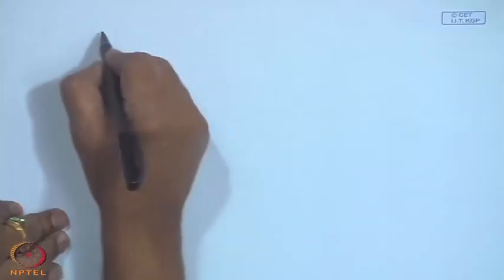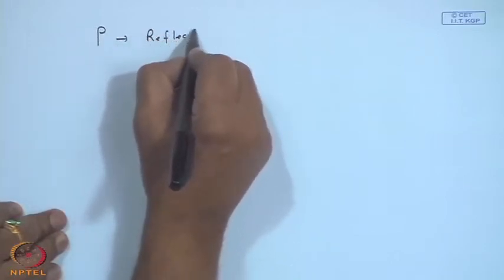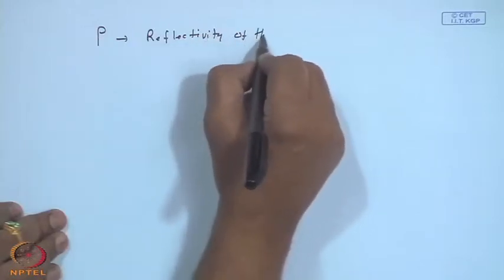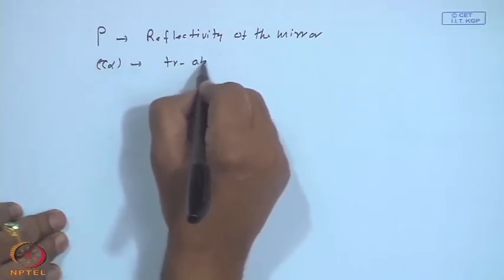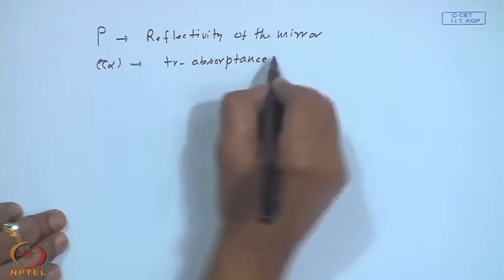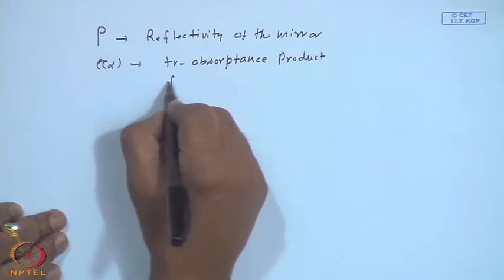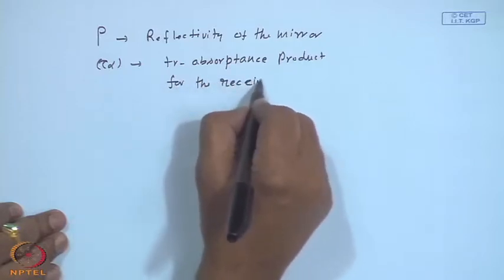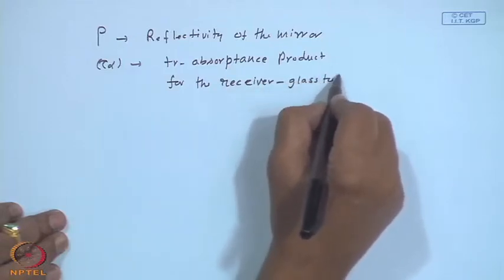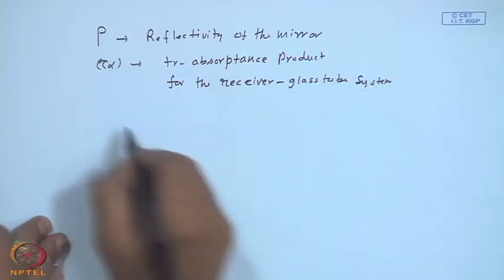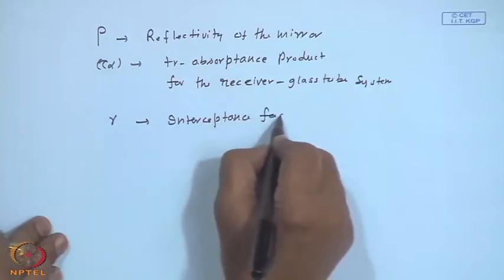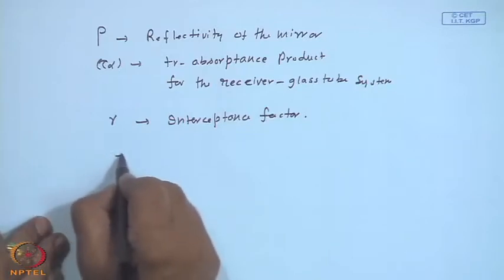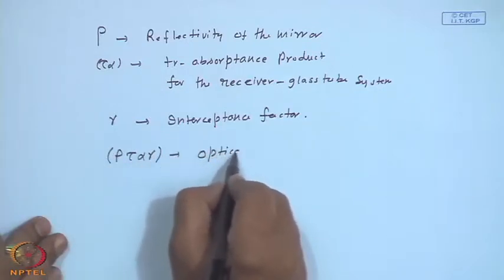If rho is the reflectivity of the mirror, and tau alpha the transmittance absorptance product for the receiver gas tube system, and gamma is the interceptance factor, so you have a total rho tau alpha gamma effective, which is the sort of optical efficiency.